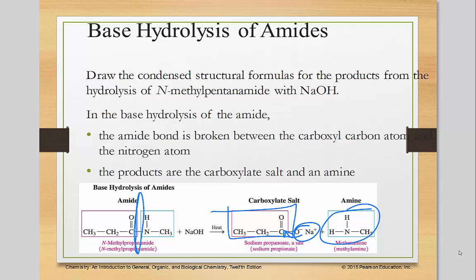Please note as you're looking at this that the pictures aren't exactly going with it. This is propanamide and this says methylpentanamide.